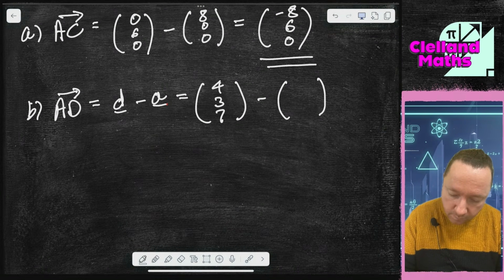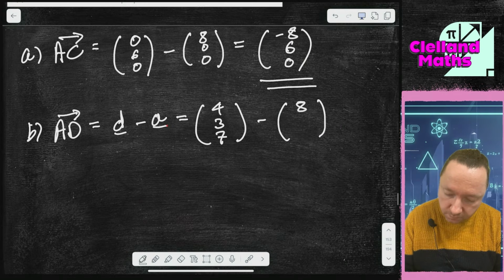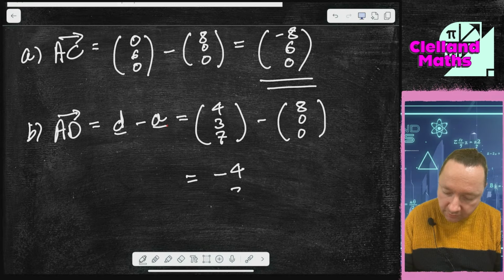4, 3, 7 minus our A. Well, our A is 8, 0, 0. So that gives me minus 4, 3, and 7.